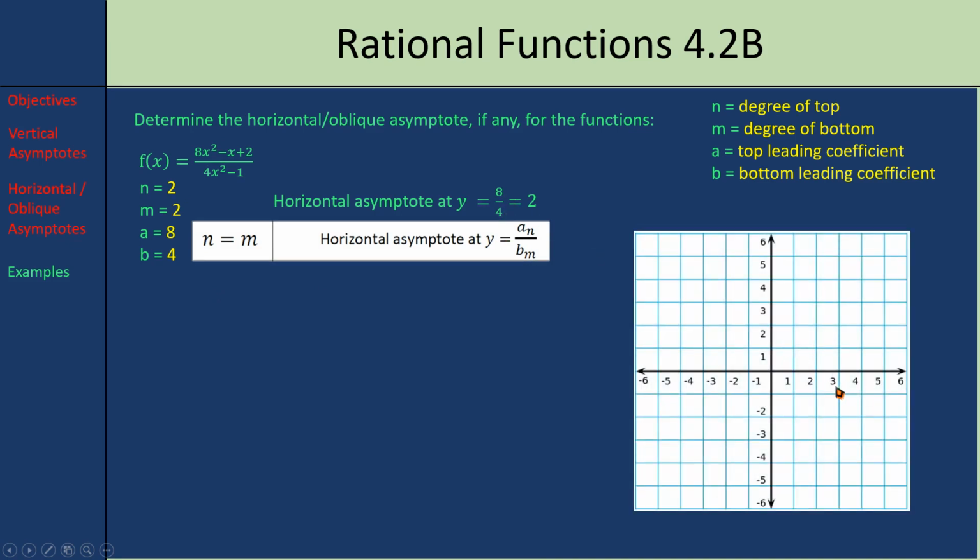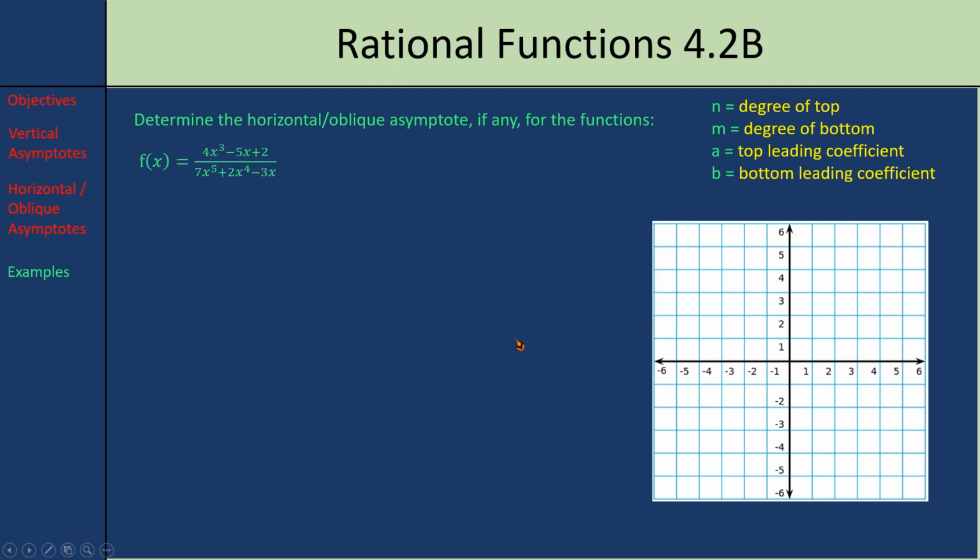So my graph looks like this. I have a horizontal asymptote at y is equal to 2, so right across here. That's my horizontal asymptote. So the graph could look like it could cross, maybe it could cross in the beginning, but toward the end, in the long run, it approaches it. It could go all crazy here, but in the long run, it approaches y equals 2.